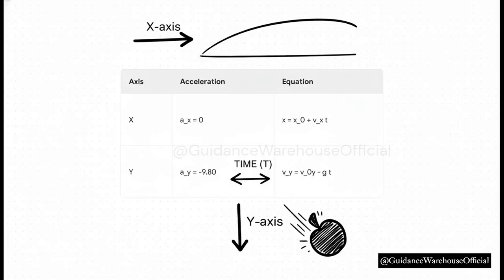Let's actually look at the equations for that second step. Notice the huge contrast here? For the horizontal x-axis, because acceleration is 0, the equation is beautifully simple. Distance just equals initial position plus velocity multiplied by time. But then, look at the vertical y-axis. It looks a bit messier, right? That's because we have to account for gravity. But here is the massive takeaway. Notice the one single variable both equations share? Time. t is the invisible bridge connecting your two independent movies.